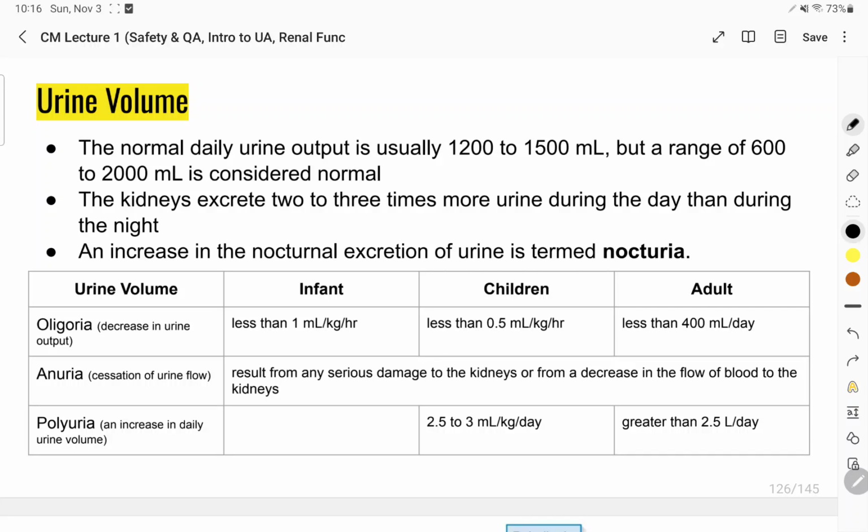So, there are also other terms describing different urine volumes. So, oliguria meaning there is a general decrease in urine output. So, for infant, less than 1 ml per kilogram per hour. Children, less than 0.5 ml. Maya, no? Pigli ko na 1 ml, gamay naman kayo na. Pero, 0.5. So, for example, ang kana, mag-calculate ta.